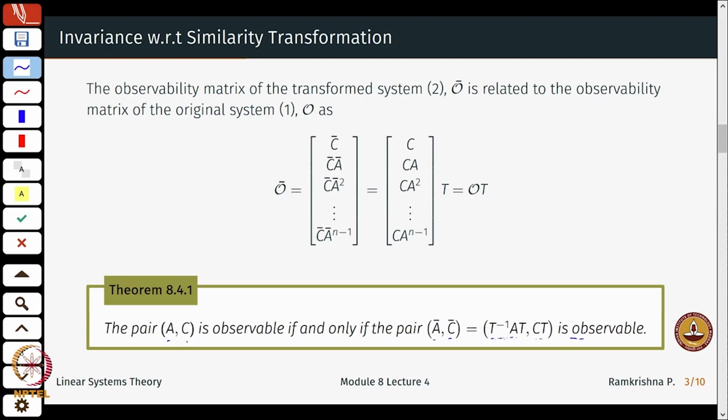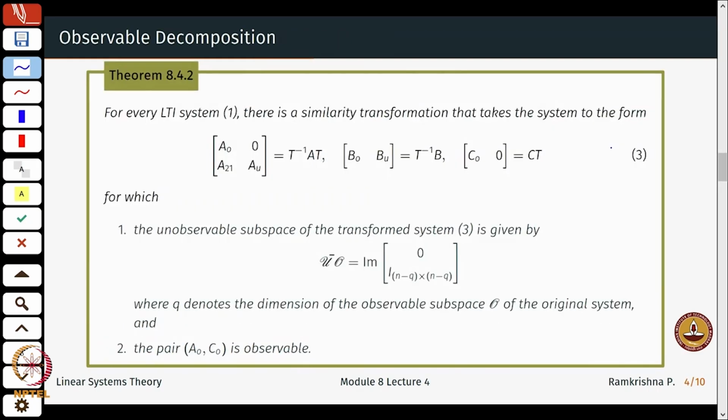Assume that A, C is observable and it has a certain observability matrix. The observability matrix of the transformed pair, C bar, A bar, can be written simply as, let me call this O, O times T. Now if O is full rank, then definitely O bar is also full rank, because T, I know, is a full rank matrix. So this is easy to check. We also had a similar result on controllability, where A, B was controllable if and only if the pair A bar, B bar was controllable. So again the proof is pretty straightforward.